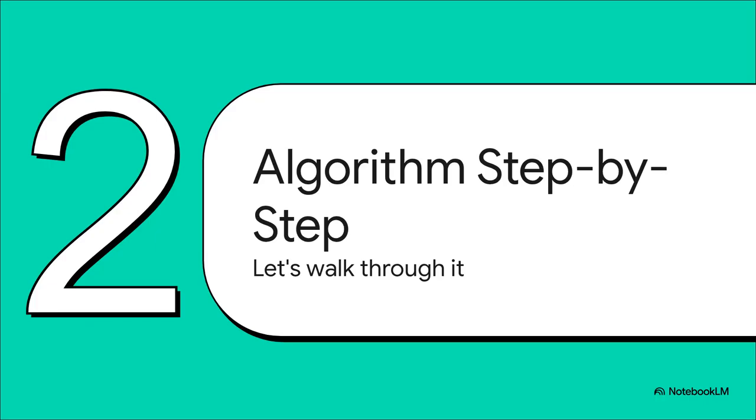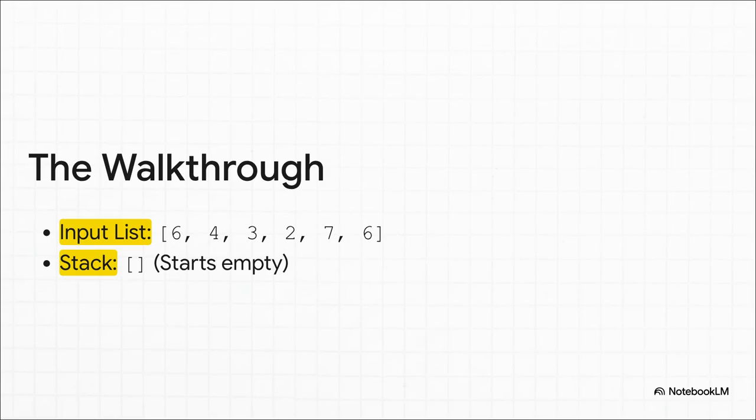All right, we've got our tools, we know the rules, we are ready for the main event. Let's walk through our example list, one number at a time, and see exactly how this whole simplification happens. So, here's our starting line. We've got our full input list on one side, and on the other, we have our workbench, the stack, and right now, it's totally empty.